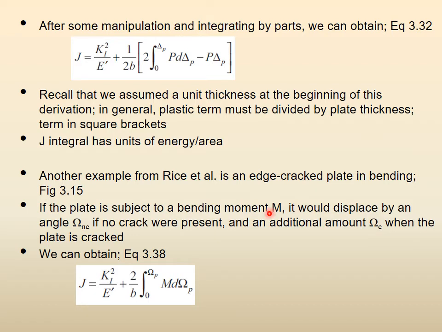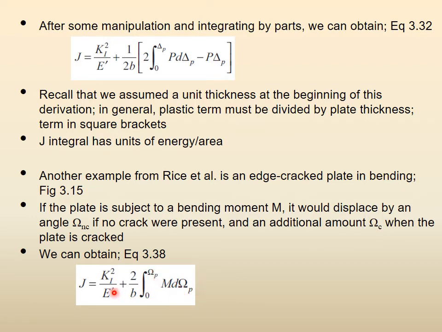The bending moment is there, and we are dividing the bending moment into two portions. Find the bending moment if the crack was not there. So that is omega, this is capital omega, by the way. So omega NC, find the bending moment if there was no crack, and then omega C, find the bending moment if there is a crack. And then combine them, and therefore you can obtain the equation. Again, the linear part is just the same, but this will become 2 upon b, integral from 0 to omega p, the plastic part, M d omega p.